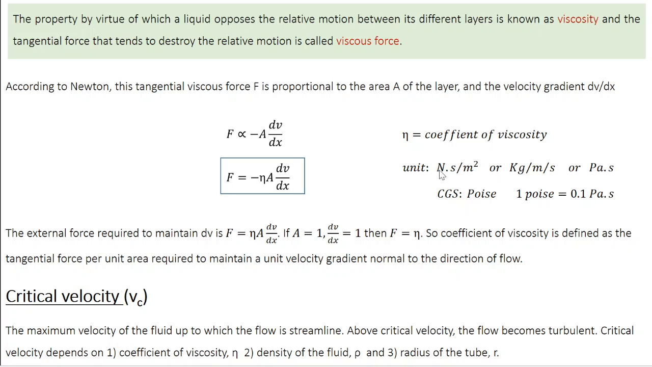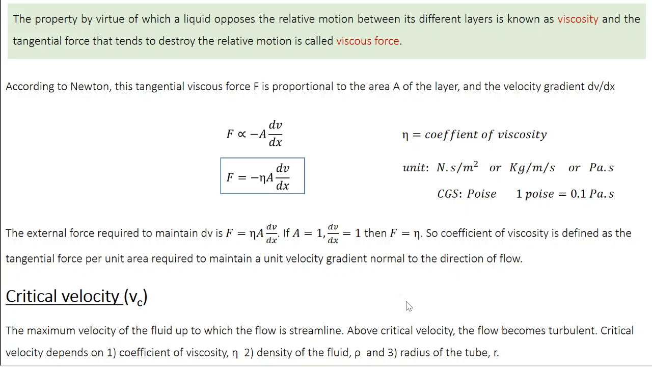Alternatively, you can convert the force Newton in terms of mass and acceleration, because force F is equal to ma. So Newton is kilogram meter per second square. When you substitute for Newton, you get kilogram per meter per second. So these are the three different SI units of coefficient of viscosity. In CGS system, the unit is poise, and 1 poise is 0.1 Pascal second.